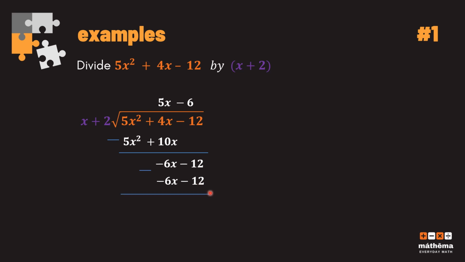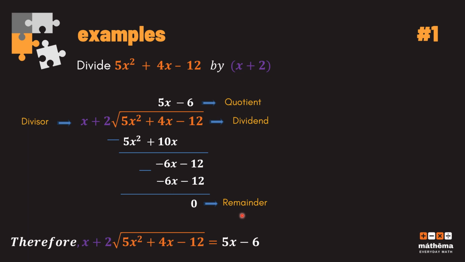Again, subtract. This is negative, this is negative, this will become positive. So we will have negative 6x plus 6x is 0. Negative 12 plus 12 will give us 0. So in this example, this is our dividend, our divisor, our quotient, and our remainder. Therefore, when we divide 5x squared plus 4x minus 12 by x plus 2, it will give us 5x minus 6.